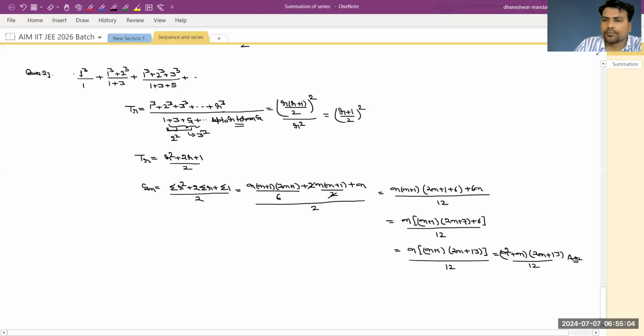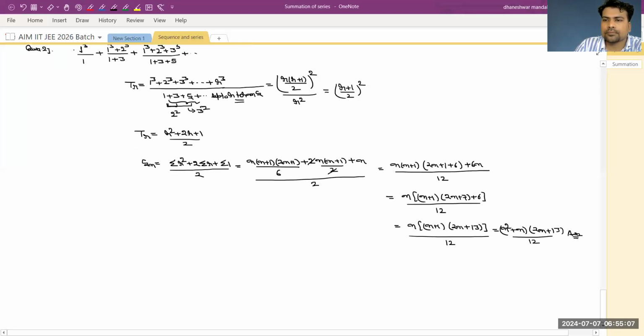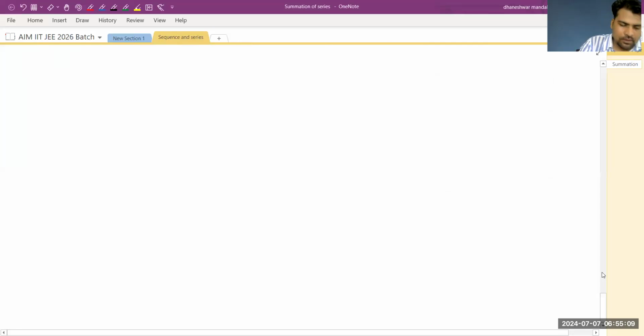Let's see another problem. Now I am going to check one more series. See, just find the pattern. What is the pattern? See, if I take 1 plus 1 divided by (1 plus 2) plus 1 divided by (1 plus 2 plus 3) and in a similar way, I want to find the sum up to n terms.